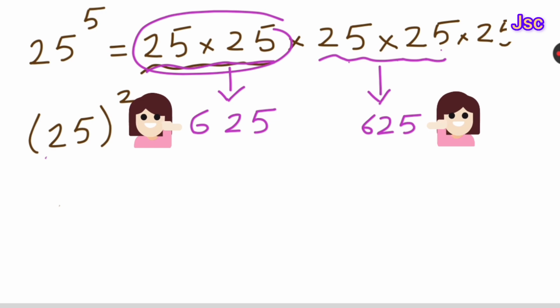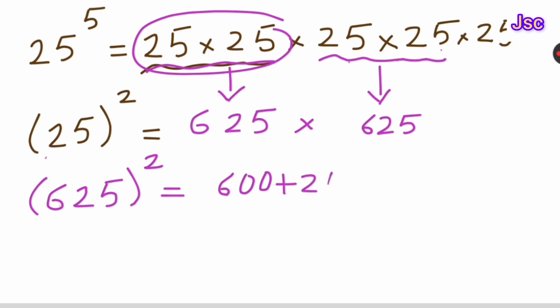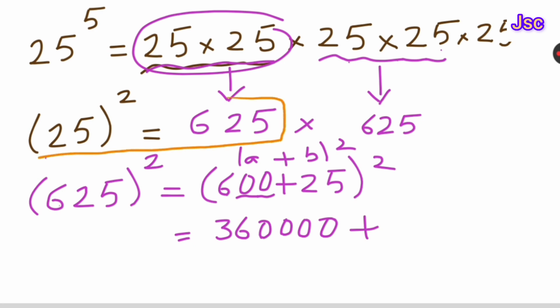So now multiply these two numbers. What we have is 625 whole raised to the power of 2. The 625 we can write as 600 plus 25 whole raised to the power of 2. It is in the form of a plus b whole square, isn't it? So use that formula here. A square, that is 600 square, which is 36. Here we have 2 zeros, so since we are doing square, I write 4 zeros, plus b square, that is 25 whole square.